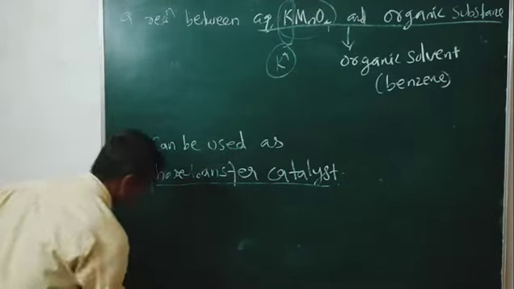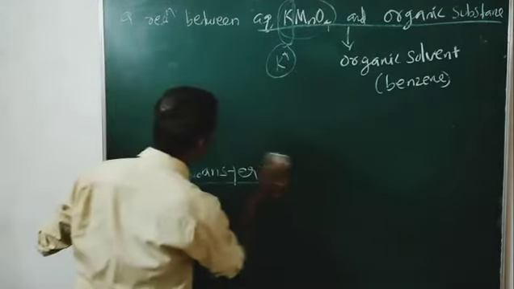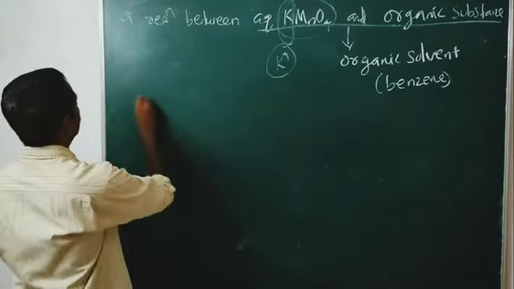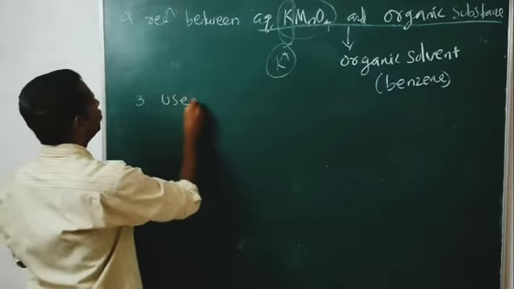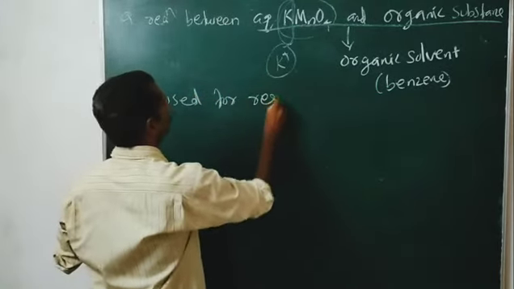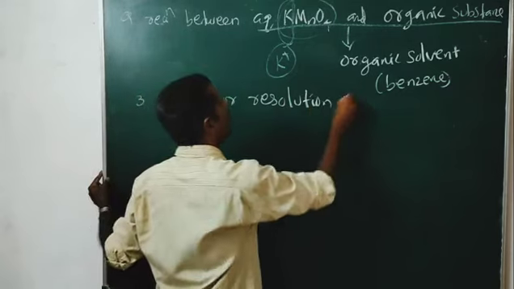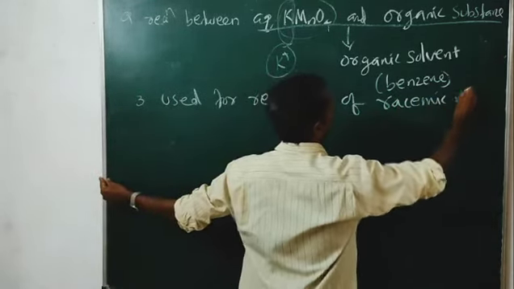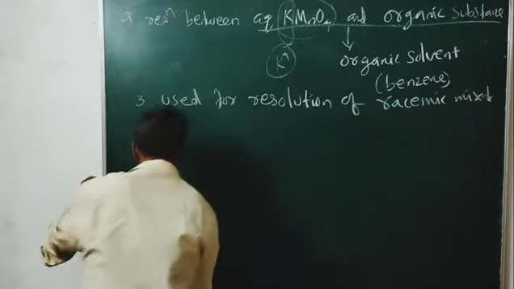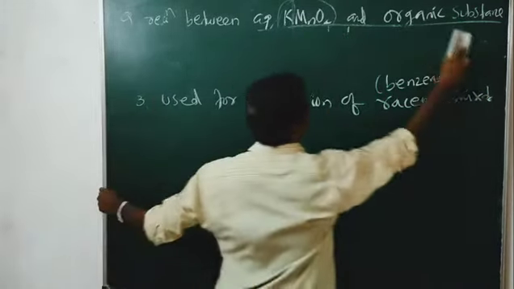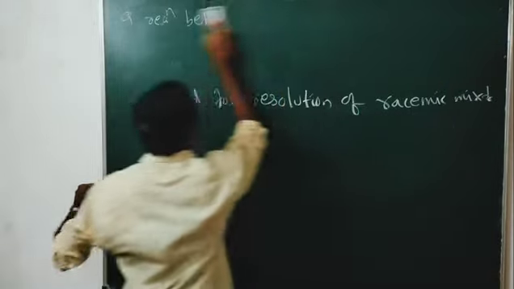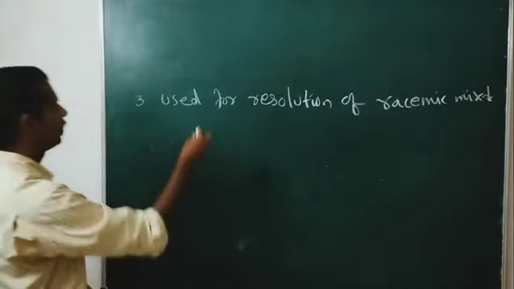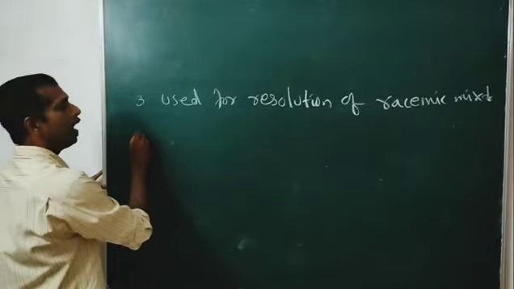Now the third application: crown ethers are used for the resolution of a racemic mixture. This is the third application. What do you mean by resolution? Resolution is the separation of a racemic mixture into their D and L forms. Okay, so it is used for the resolution of the racemic mixture.